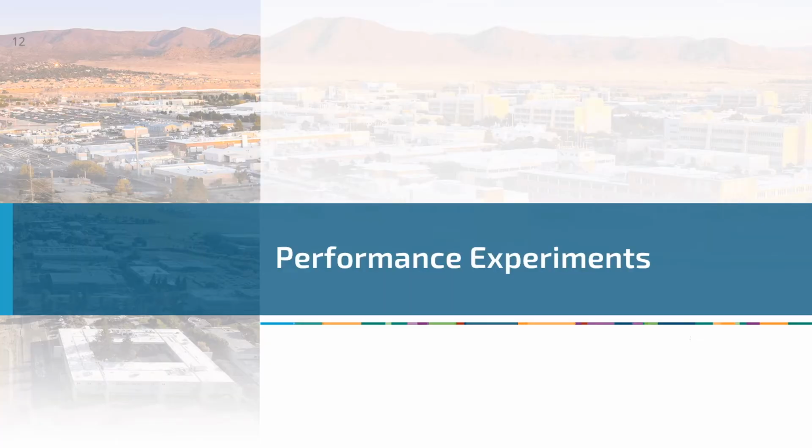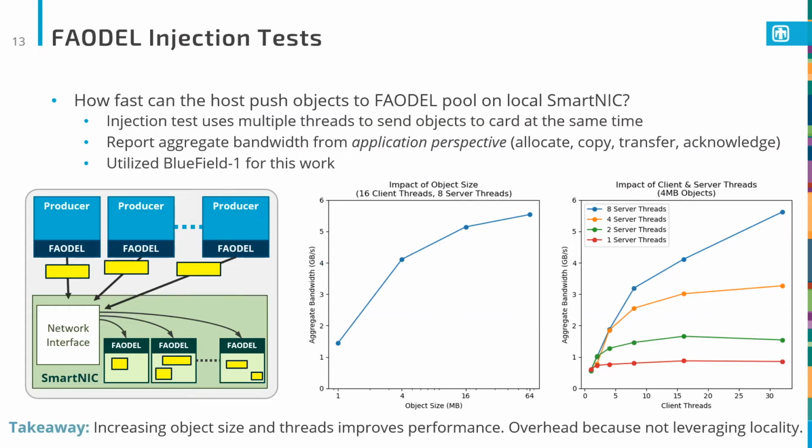After porting Fayadel to run on the BlueField SmartNICs, we conducted a number of experiments to learn more about the performance trade-offs when working in a mixed hardware environment. The first set of experiments we conducted measured how fast a host application could push objects to its local SmartNIC. We created a synthetic application that uses multiple producer threads on the host to generate and publish a collection of objects to the SmartNIC at the same time.